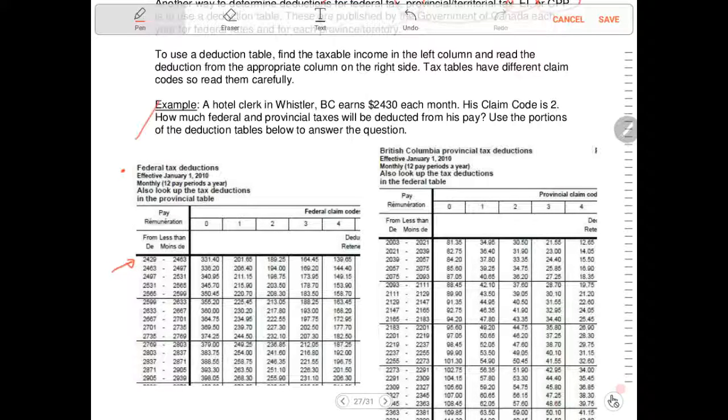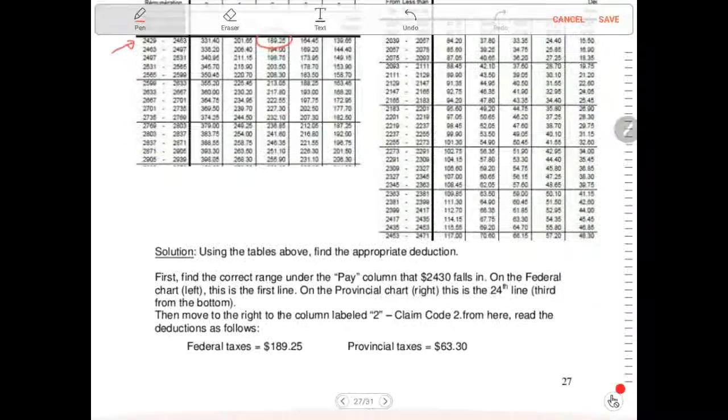And then you have to pick which one under the claim code. So it says his claim code is 2. So that should be $189.25. So that means each month for federal income tax, this person will have $189.25 deducted. And that's shown to you right down here.